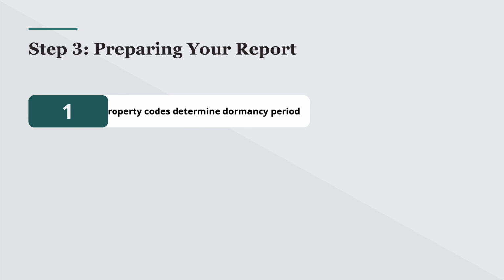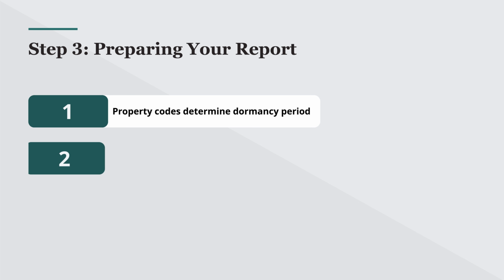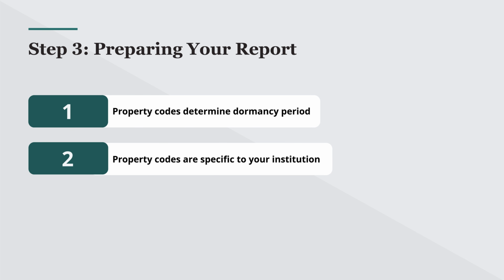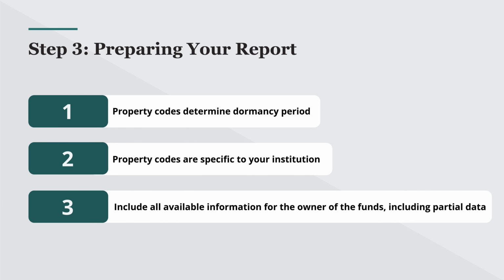First, your choice of property codes is crucial because it determines the abandonment period. Second, select property codes specific to your institution. And third, include all available information for the owner of the funds, even if the information is partial.